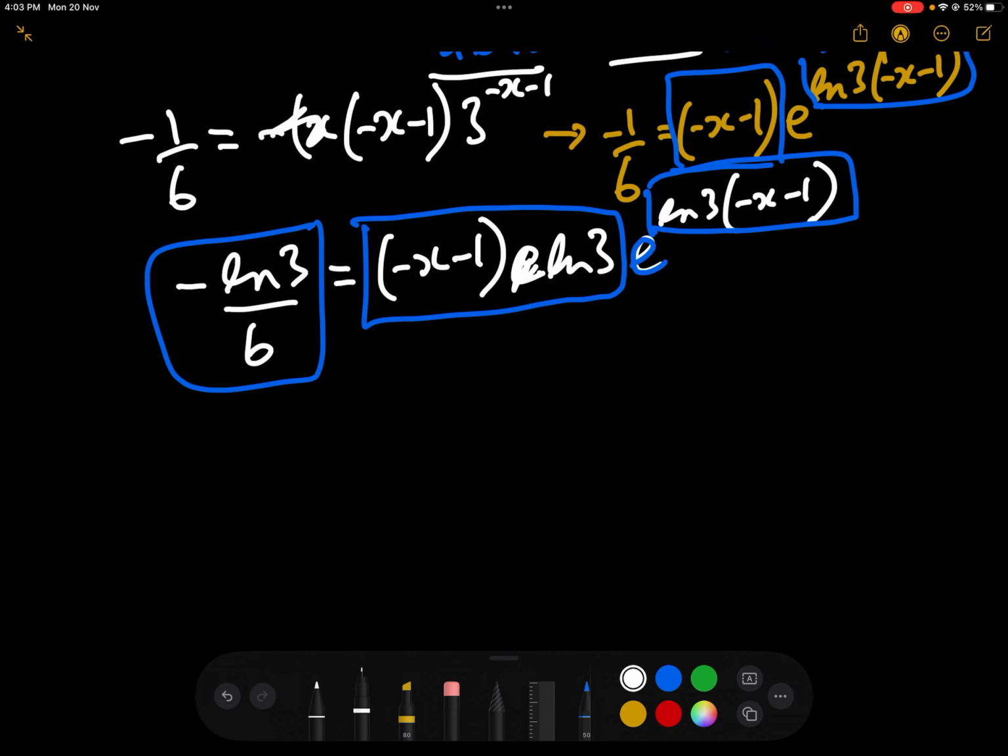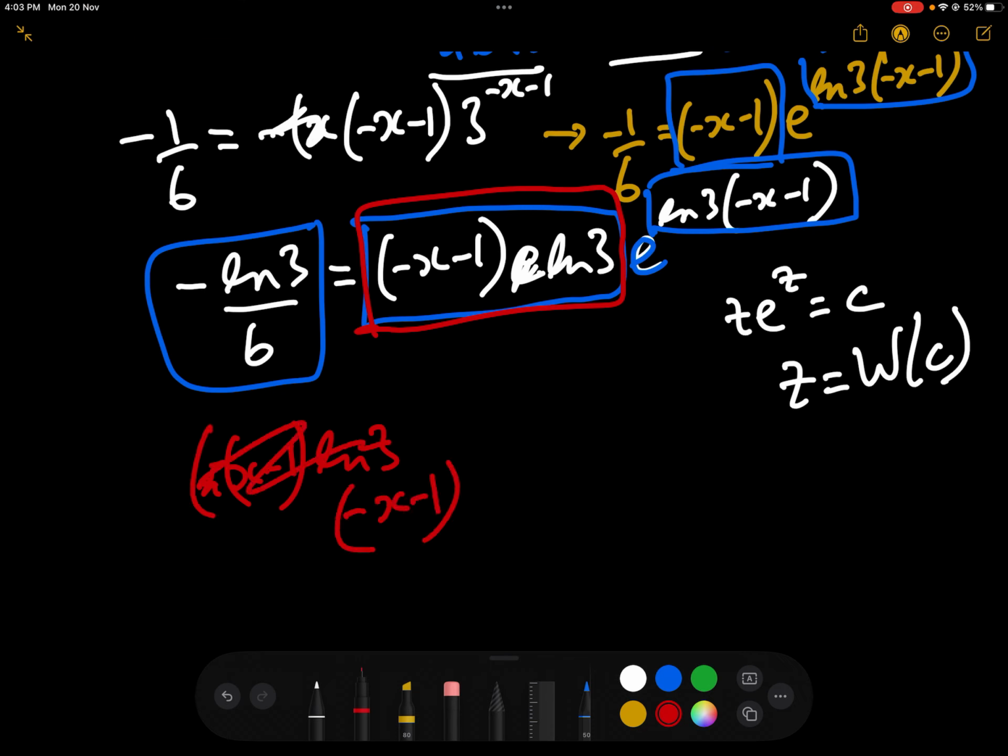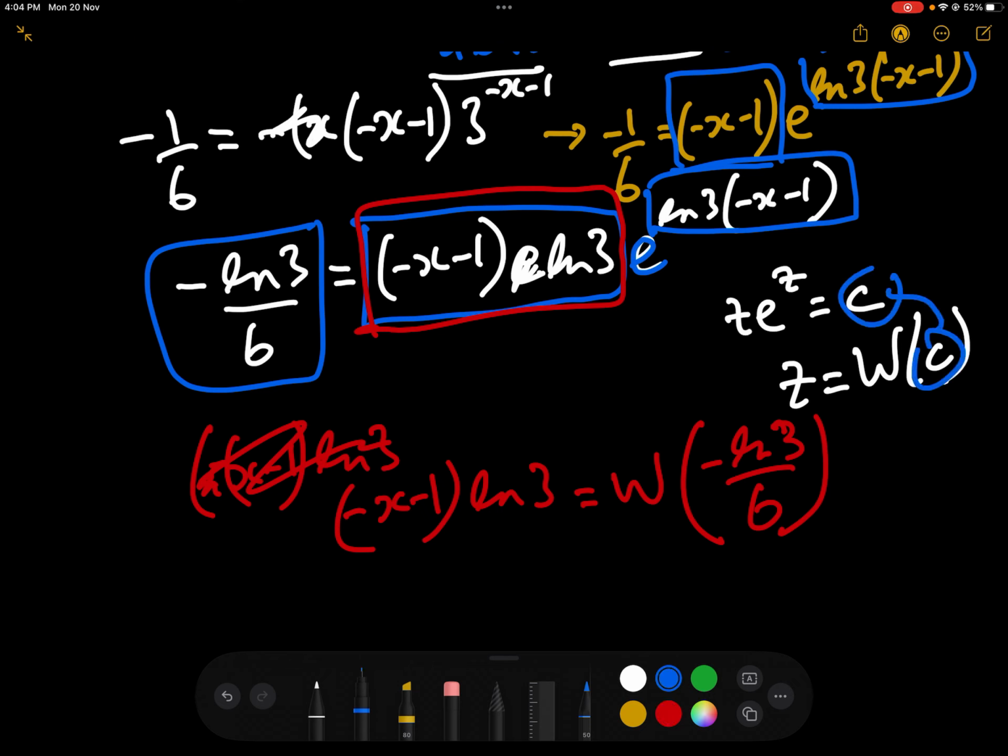So we can now actually solve this problem directly using the Lambert W function. We can say, just like z e to the z equals c, the solution is z equals W of c. Well, we know that z is here, minus x minus 1 log 3. So we know that the solution is minus x minus 1 log 3, which is our z, equals W of minus log 3 over 6, which is our c here.